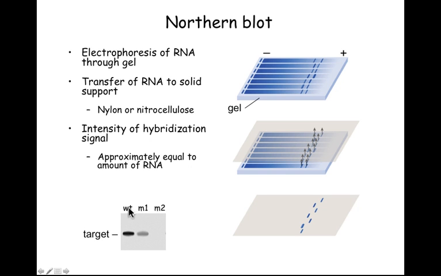So again, this lane showing you wild type, mutant 1, mutant 2, is full of maybe 10 to 15,000 different RNA molecules, but this radioactive probe, because it's only complementary to one of them, gives you a very specific signal.